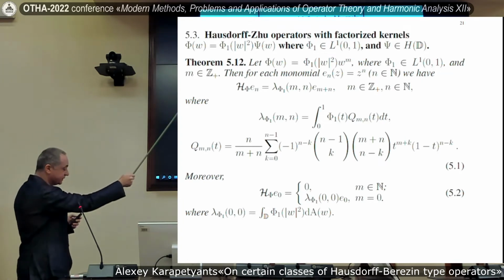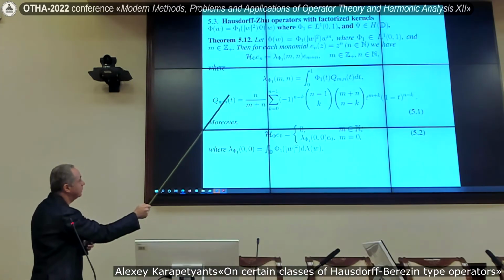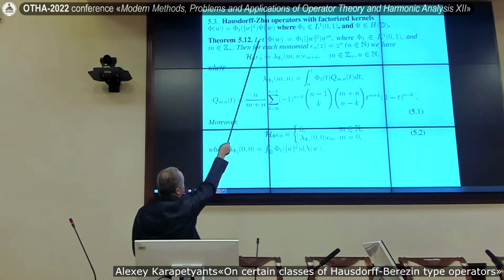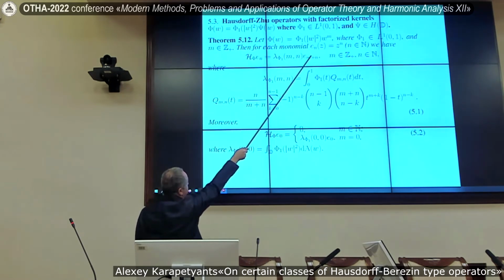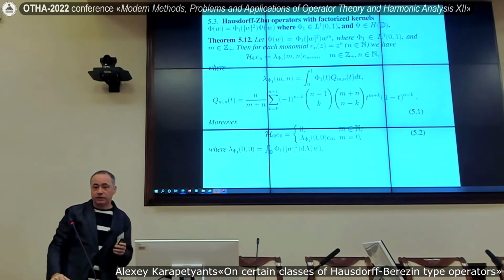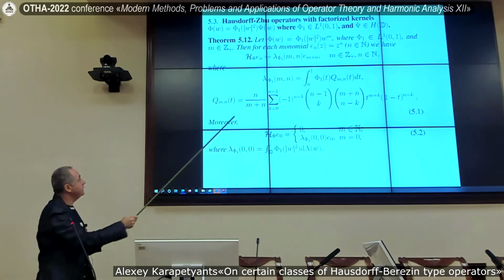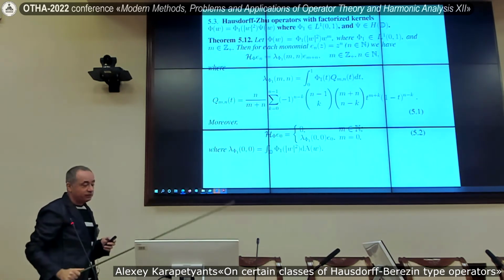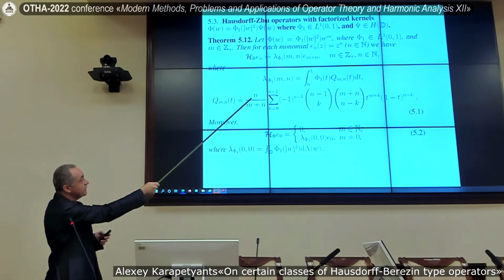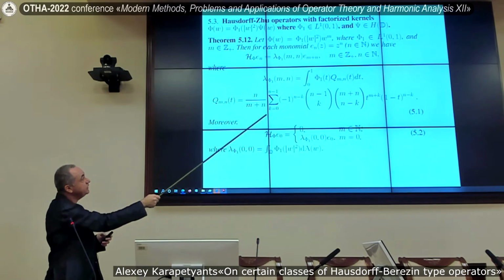Even in the case when you have a holomorphic part and a radial part, it's called Hausdorff operators with factorized kernels. It means that your kernel is split into two functions. One is holomorphic, another is not holomorphic. So in this theorem, we take a radial function times a monomial. In this case, the operator is very nice. It's almost diagonal. It shifts.